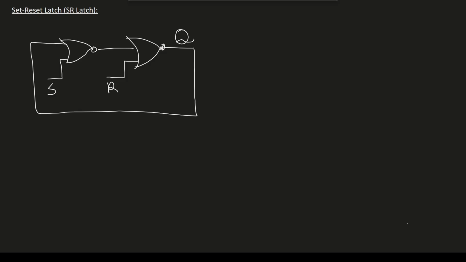Let's assume we start with Q equal to 0. What is the next state of the system, which we call Q plus? This 0 will be fed back to the first NOR gate, so we'll have 0 here. Assume S is 1 and R is 0.